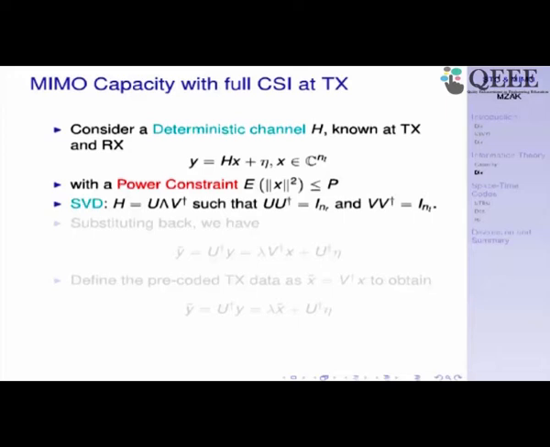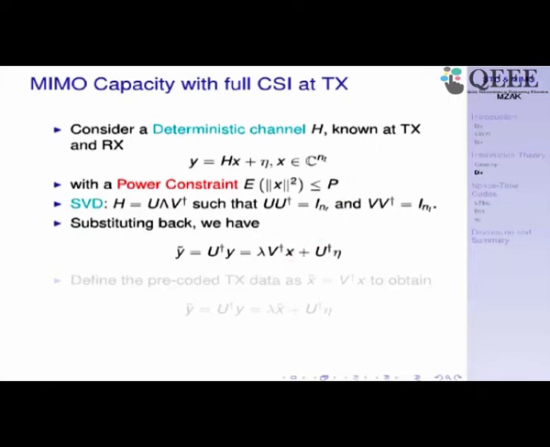Using this, we will substitute back into the previous channel, that is y is equal to Hx plus eta. You see that we multiply y by U Hermitian, the conjugate of U, to remove one term from the channel matrix. So what we have is lambda. This should be capital lambda, it's a typo here. This is capital lambda. So you are multiplying with U Hermitian, and U Hermitian U is identity of NR, so that term is missing. What you have is lambda V times x.